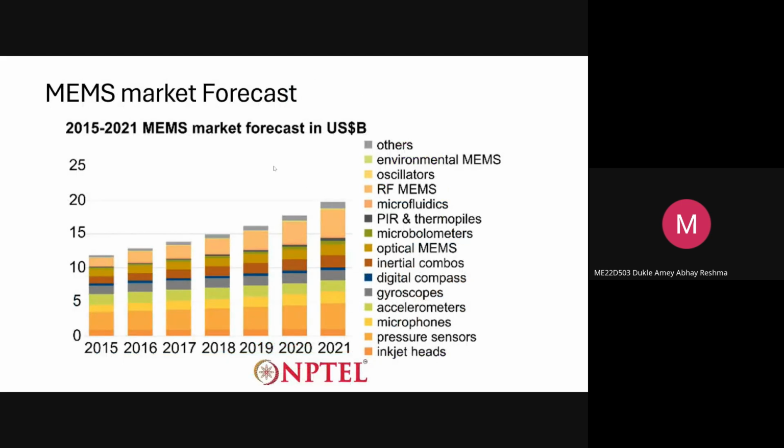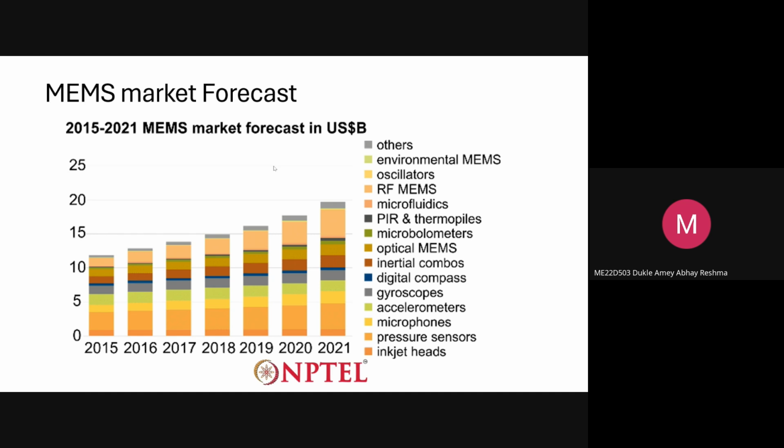So next, coming to why MEMS are important. You can see from the market forecast that from 2015 to 2021 itself, the market has basically doubled. Approximately from 10 billion dollars it went to approximately 20 billion dollars in less than 6 years. So you can see how the market is growing.